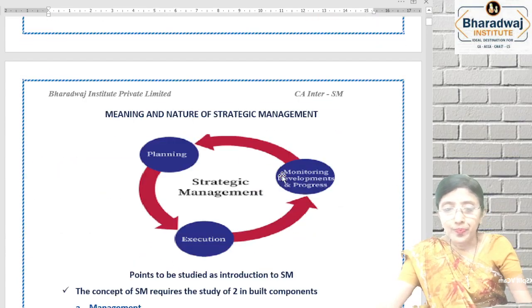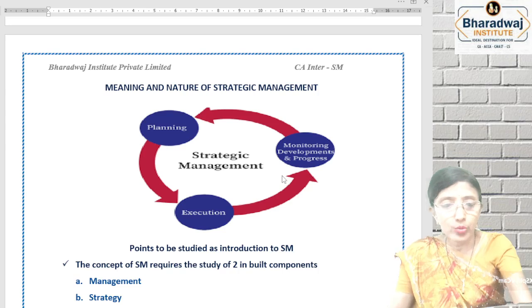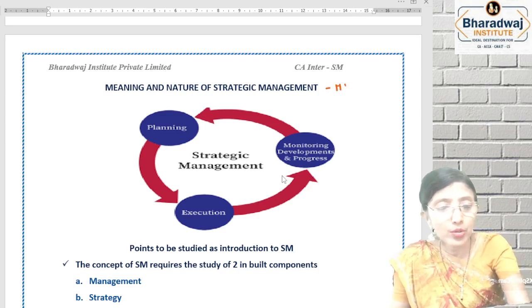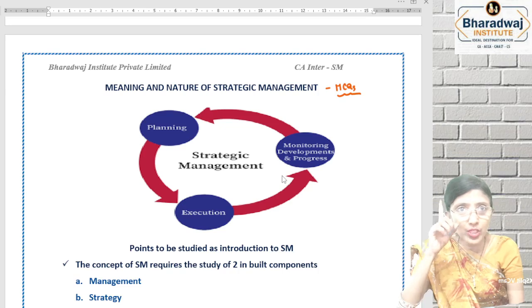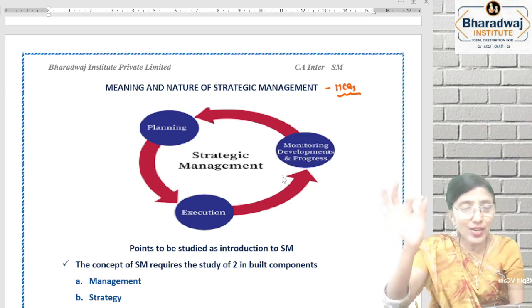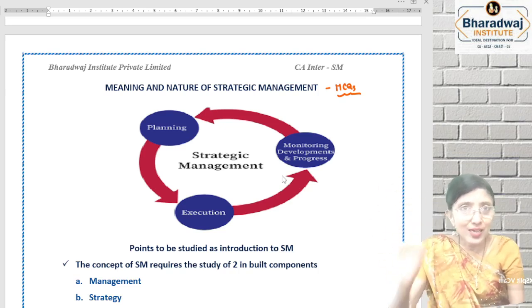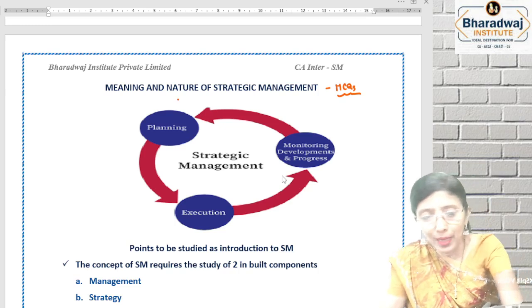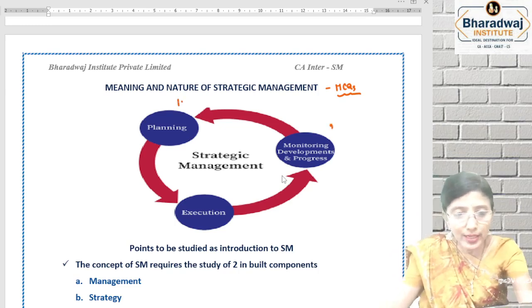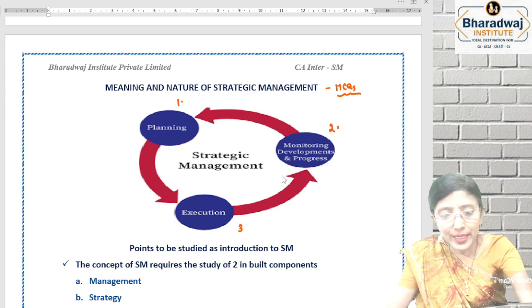Okay. Now, this diagram, my dear students, is for your MCQs. What do you mean by that? There is a question being asked: is strategy or SM a paper plan? The answer is, SM is not a paper plan. SM includes planning, monitoring the progress and development, and execution.